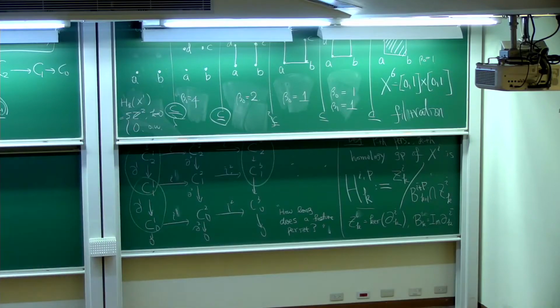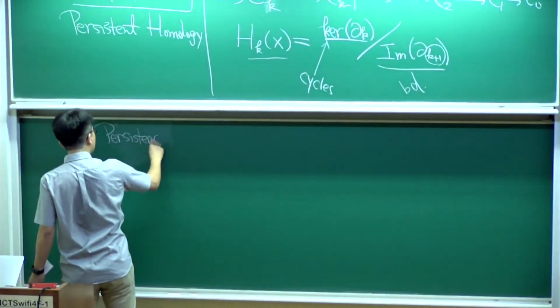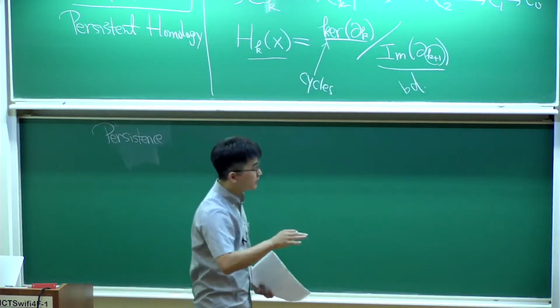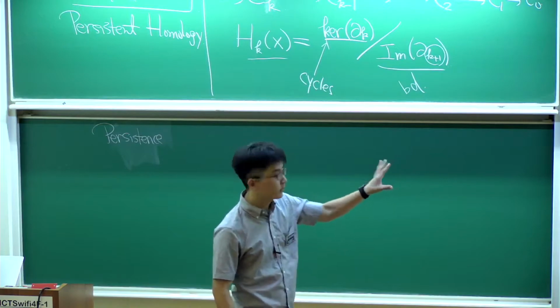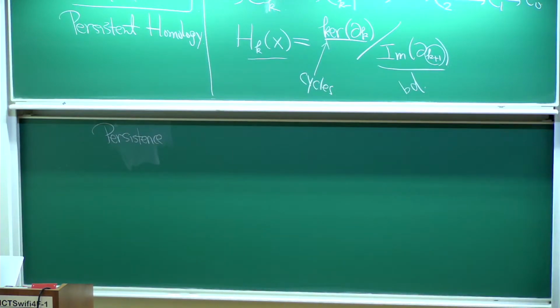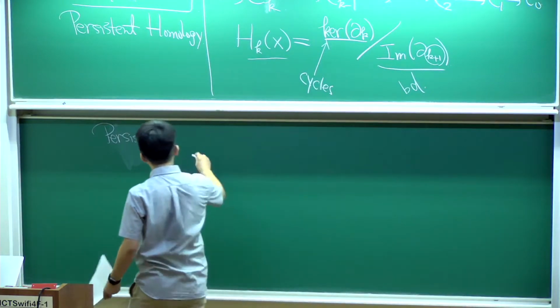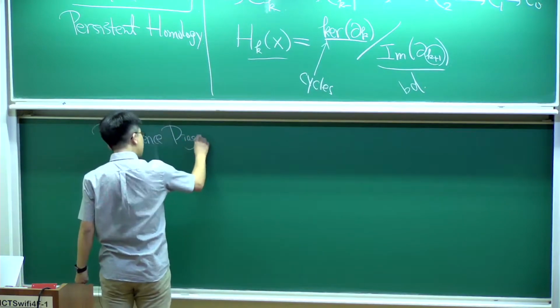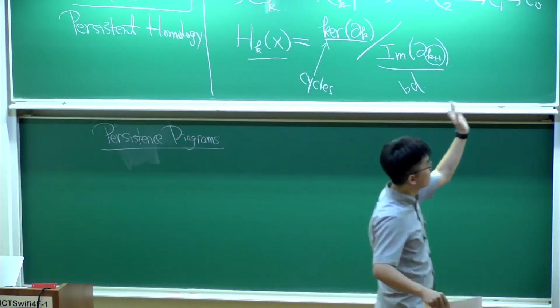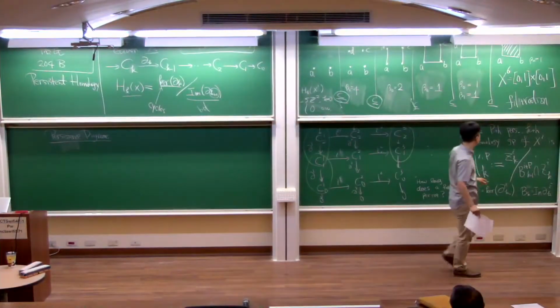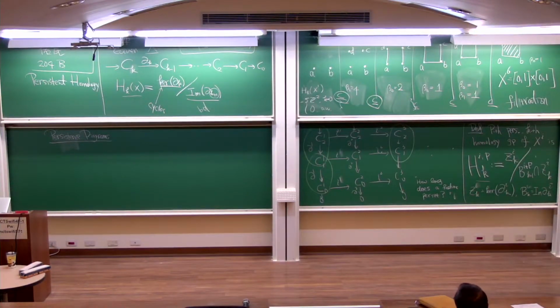Now let me show you a different way of looking at this. So now I'm going more towards the data analysis part. So far, everything here is very elegant mathematics. Okay, you can prove things, you can write down things like this. And now this is the famous persistent diagrams. So persistent diagrams summarize all of the information from this procedure. Okay? Persistent diagram. So here we go.